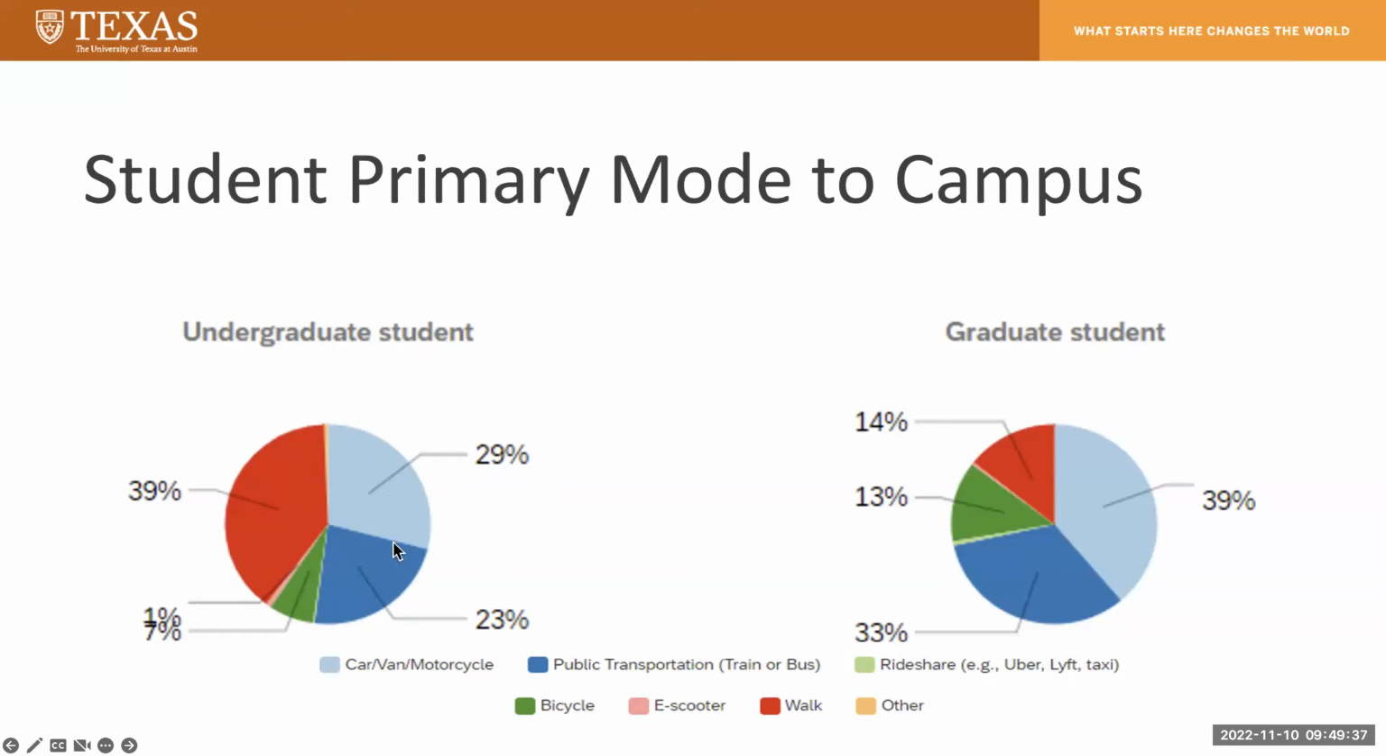Another surprise was the fact that the blue here, this is car, van, motorcycle. 29% of the undergraduates indicated that they travel to campus by car. On the graduate student side, 14% walked. That's somewhat surprising. I think it's probably larger than that now. And a bit of a disappointment here, 39% of the graduate students indicated that they drove cars. So I was a little bit surprised to see the smaller number of walkers and the larger number of car drivers on the student side.